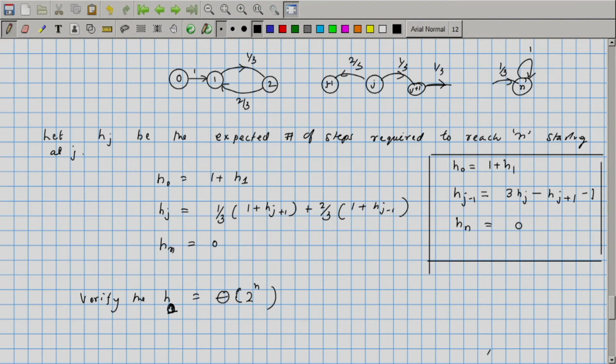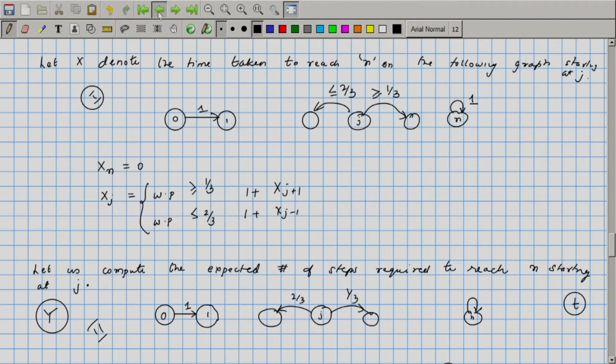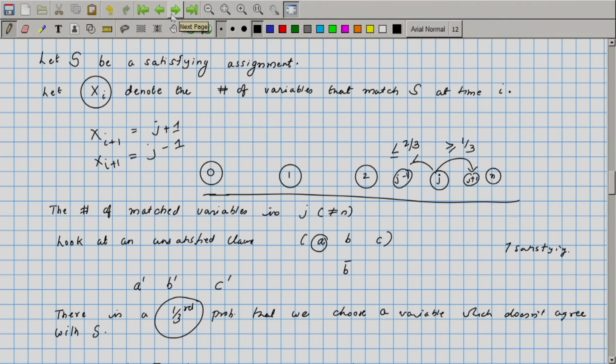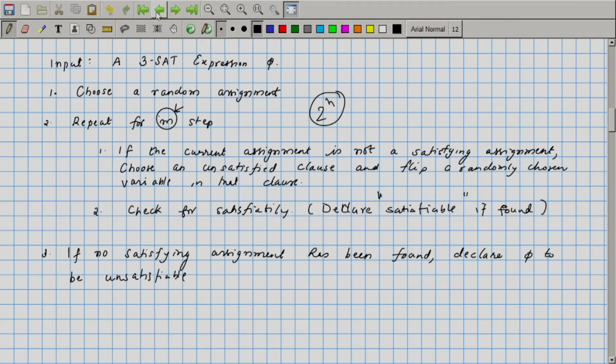So, if we use this analysis, the number of iterations that our algorithm will have to do in order to reach a satisfying assignment, the value of m will be 2 raised to n. We could have just tried all possible 2 raised to n assignments, okay, that would have been a deterministic algorithm. So, we are not gaining anything by following this particular algorithm. But there are a few things that we can change in this algorithm, and that is going to give us a better bound than 2 raised to n.